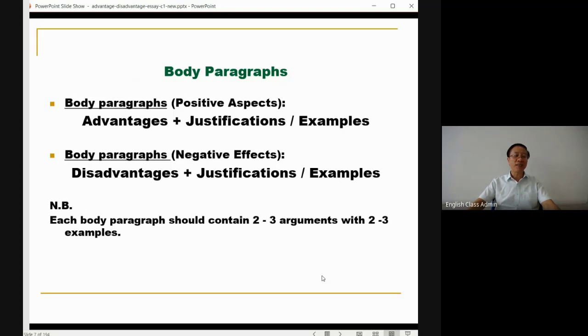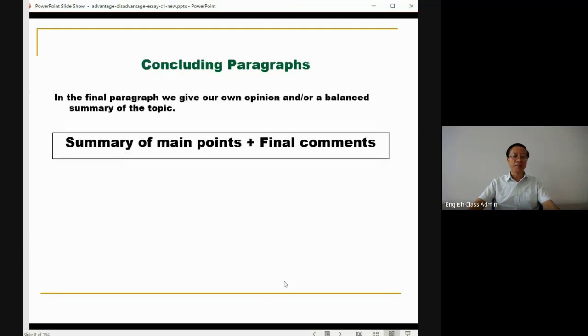Usually, a good body paragraph should contain 2 or 3 arguments with 2 or 3 examples. So make sure you have examples in the body paragraph. For the concluding paragraph, you should give your opinion or give a balanced summary of the topic.